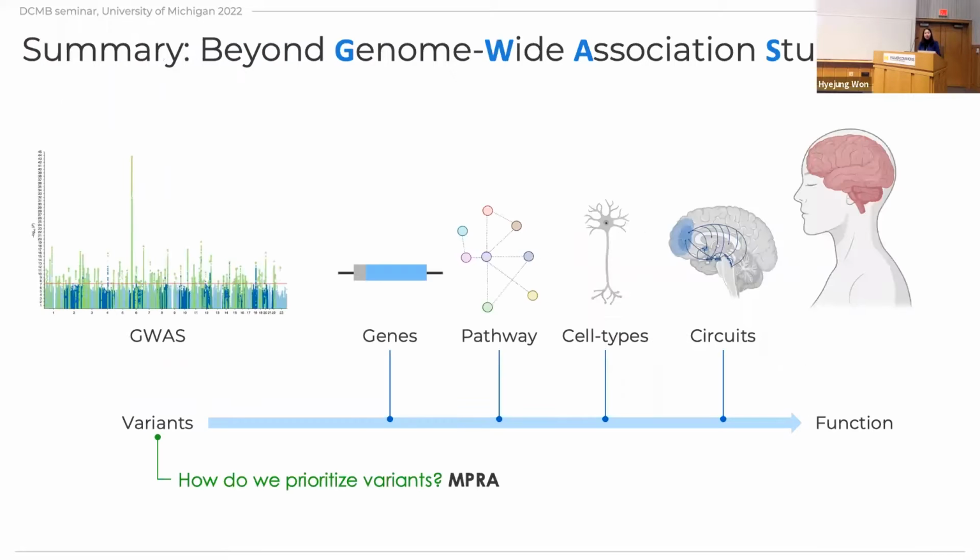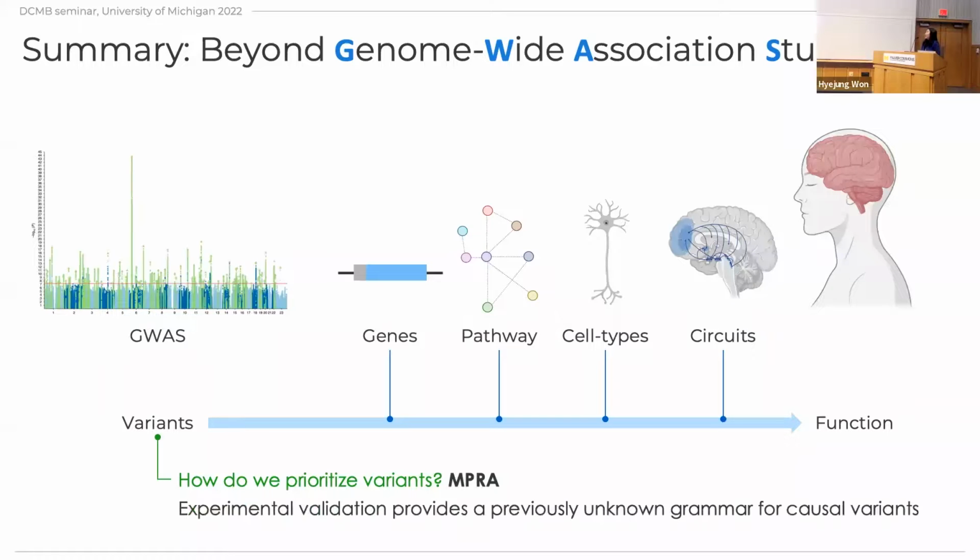So with that, to summarize the second part of my talk, I hope that I convinced you today that MPRA can provide a great avenue to study the variant effects, and we can prioritize the variants from GWAS using this high throughput screening system. And oftentimes the biological principles that we are actually gathering from MPRA or experimental validation can be distinct from the pre-existing hypothesis.